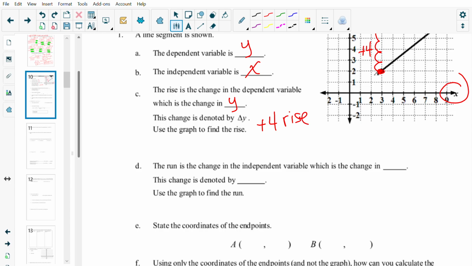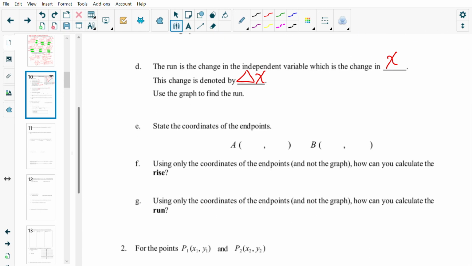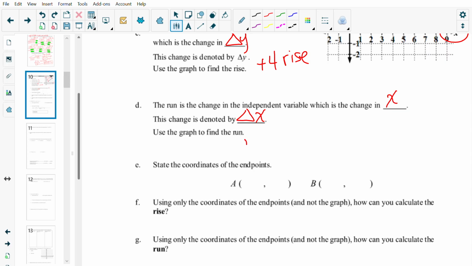The run is the change in the independent variable, which is the change in x. This change is denoted by, when I say change, it should be delta y. And then likewise, delta x. Use the graph to find the run. So from here, 1, 2, 3, 4, 5. That's a plus 5 run because I'm going to the right. And so that is a plus 5 run.